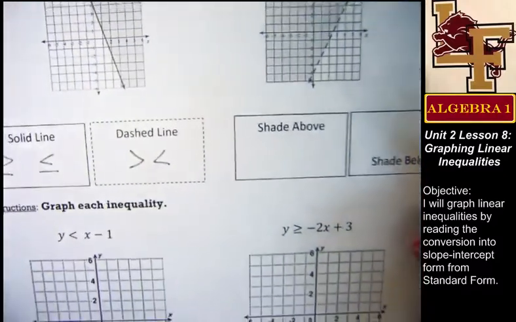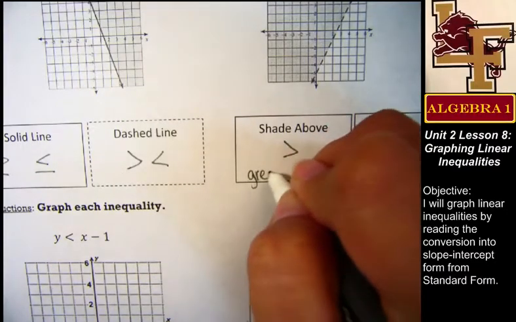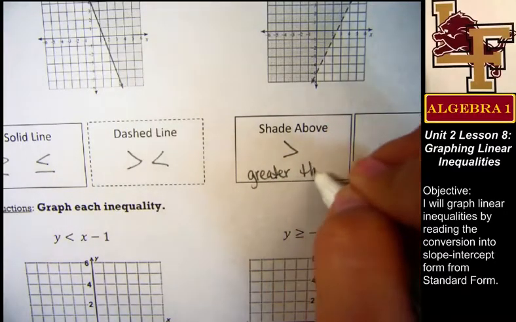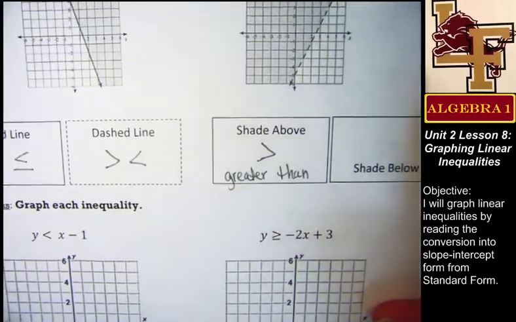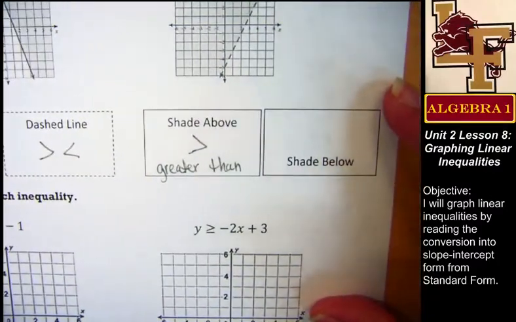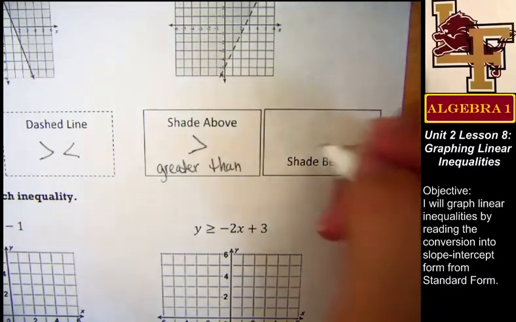When we're shading above, we're going to be using greater than. Super important with these that the y is on the left side of this symbol. If greater than shades above, what do you think shades below? Yeah, less than.